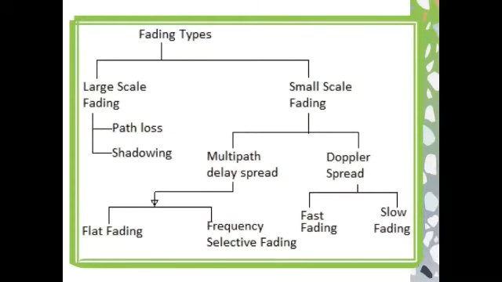Next, the types of fading. Basically, there are two types of fading: large scale fading and small scale fading. We started with large scale fading. In that one, we have discussed path loss models, then shadowing. When you are going for small scale fading, we have multipath delay spread and Doppler spread. In the Doppler spread, we have fast fading and slow fading. In multipath delay spread, we have flat fading and frequency selective fading.